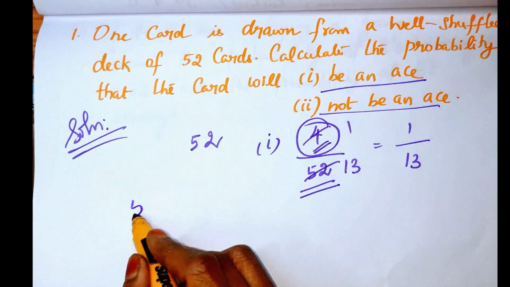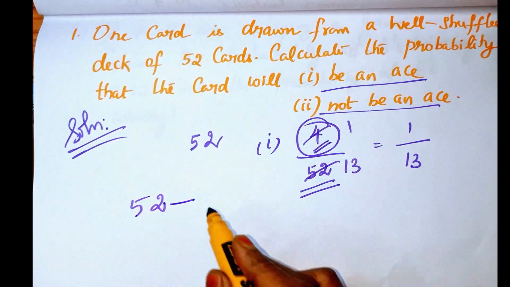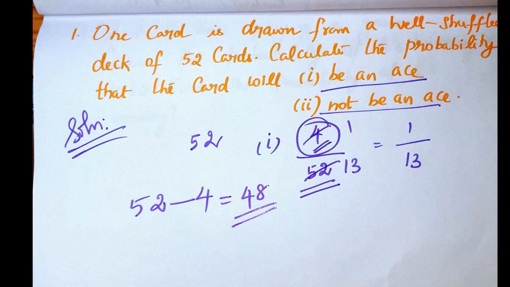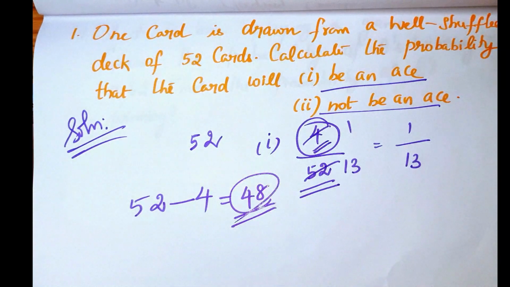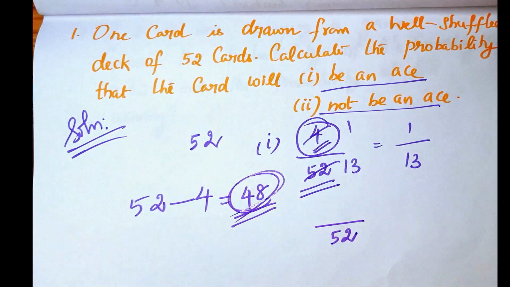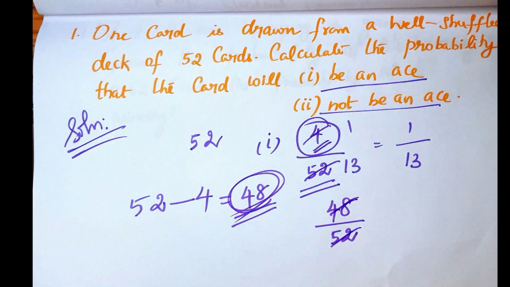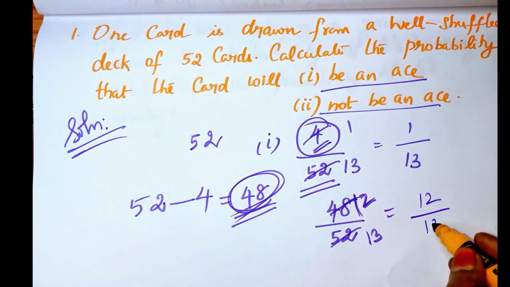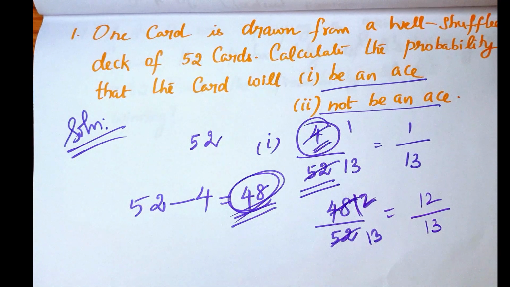Right? So total number of cards are 52. Out of that we have 4 aces. So when we subtract, the number is 48. So 48 cards are not an ace, right? So total number of cards are 52 and we are going to take 1 card out of these 48 cards. Am I right? So we can simplify this. When I simplify this, I am getting 12 by 13. So 12 by 13 is the probability of not an ace.